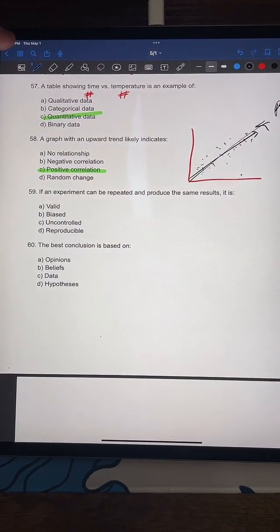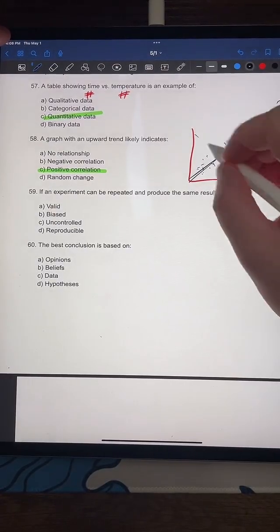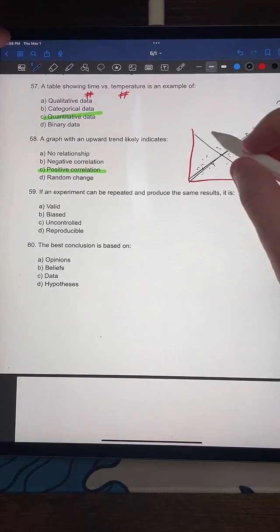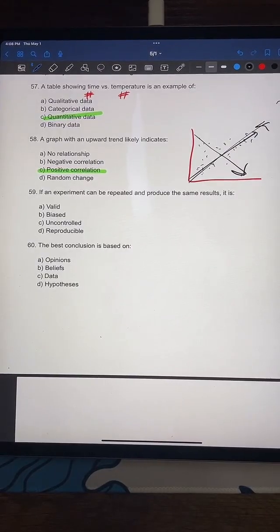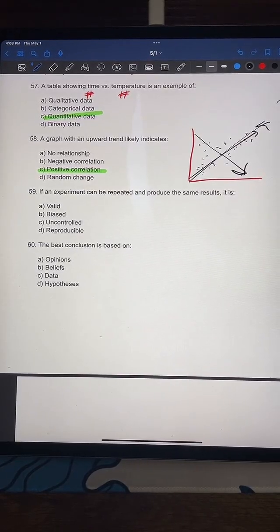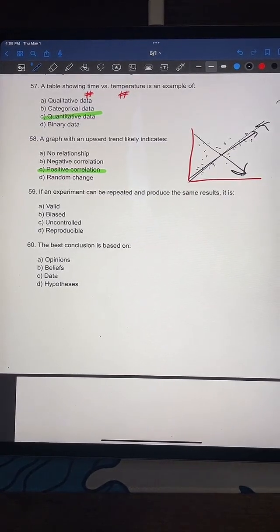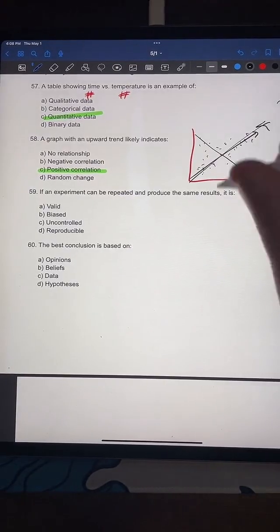If it was going down, it would be negative. But again, correlation does not equal causation. The classic example is ice cream in the summer. In the summer, a lot of people are getting ice cream, but a lot more people also go to the beach, and there are more shark attacks. The number of sales of ice cream increases over the summer as well as the number of shark attacks, but the sales of ice cream do not impact the number of shark attacks. So correlation does not always equal causation.